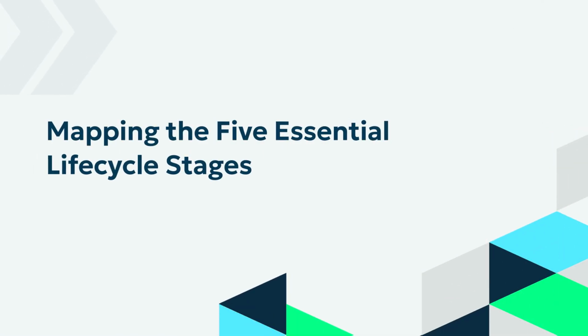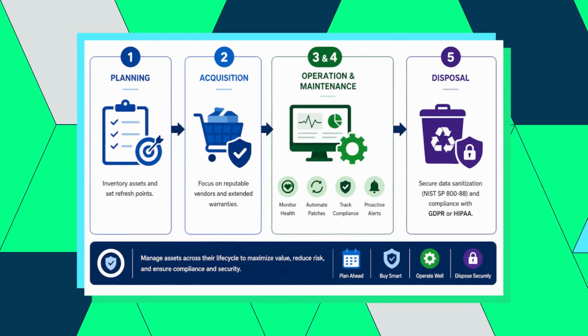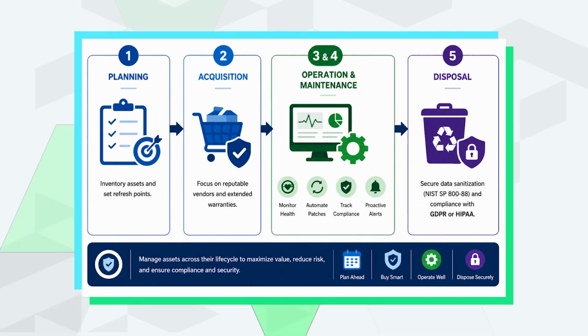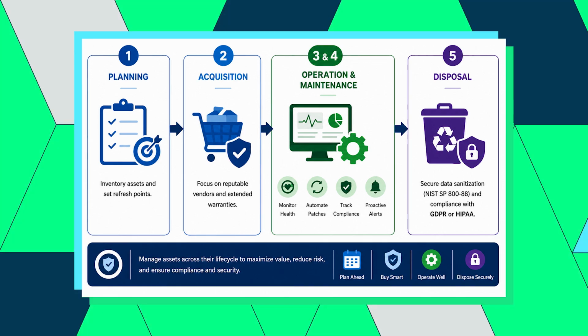Mapping the 5 essential lifecycle stages. A lean policy follows 5 stages. First is planning, where you inventory assets and set refresh points. Next is acquisition, focusing on reputable vendors and extended warranties.